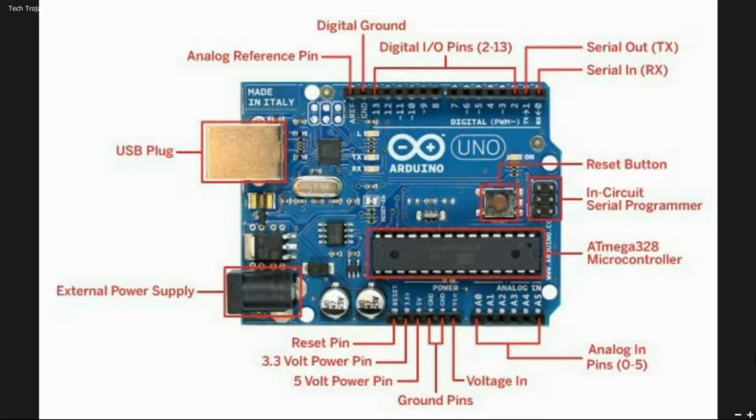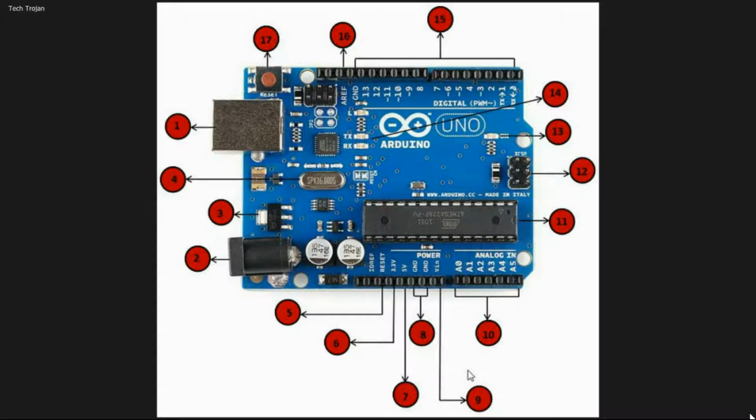The major components present in Arduino Uno board are USB plug, external power supply, reset pin, 3.3 volt power pin, 5 volt power pin, ground pin, voltage pins, analog input or output pins, ATmega 328 microcontroller. Number first in the diagram is power USB. Arduino board can be powered by using the USB cable from your computer. And the same power USB is used to dump the program from your Arduino IDE software to your Arduino Uno board.